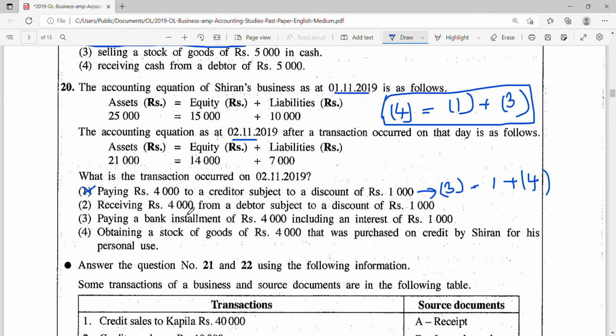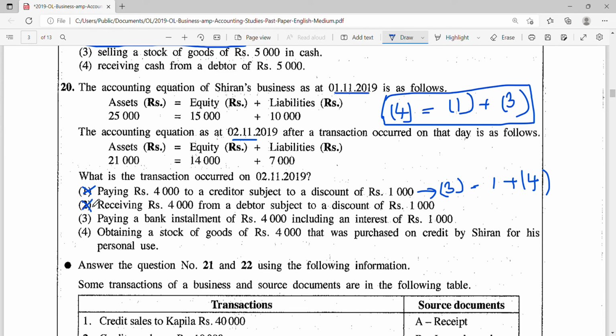Receiving rupees 4,000 from a debtor subject to a discount of 1,000. Now, receiving 4,000 means the debtor will reduce and cash will increase because you are getting cash. So here, if the debtor is reducing by 4,000 and you are getting only 3,000 as cash, your asset side will have 1,000 negative on a net basis. Why? 4,000 reduced but only 3,000 you got as cash. Here that's not the impact. So the second one is also incorrect.